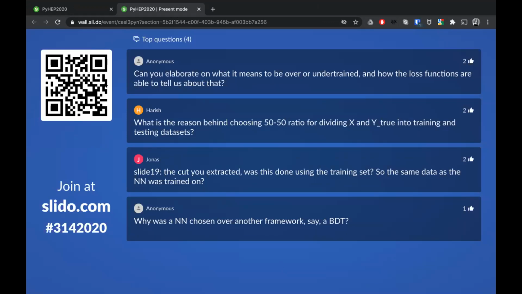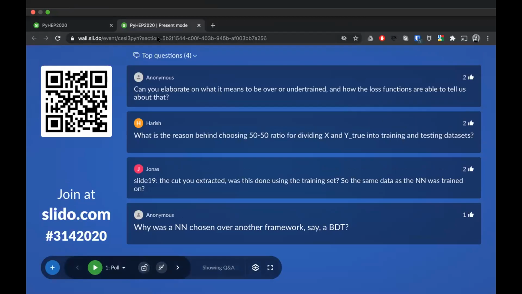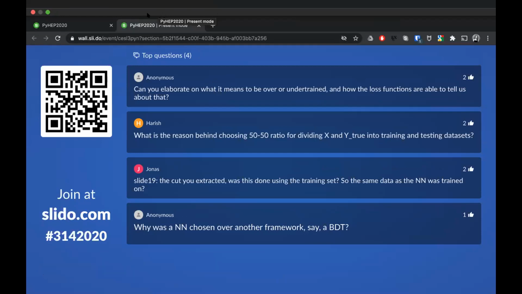Okay, I will start from the top question and follow it. The first question: can you elaborate on what it means to be over or under trained and what the loss function can tell us about that? Okay, this is a machine learning technique: when you monitor the loss functions, you can understand if the model is overtrained or undertrained.